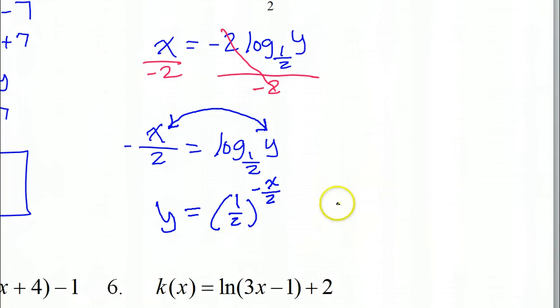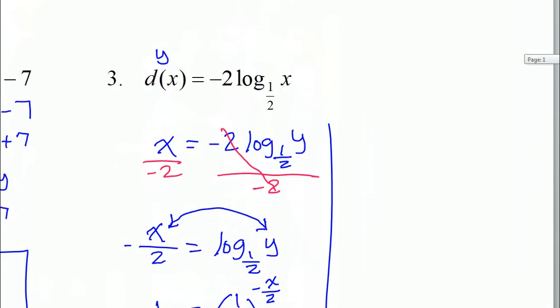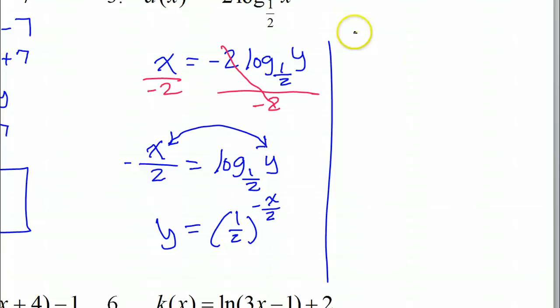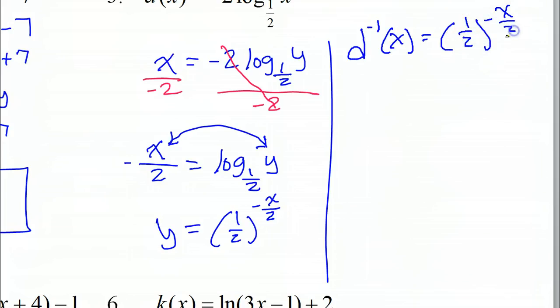And this would be the same thing. Well, first of all, getting the d back in there. So this will be d inverse equals 1/2 to the negative x over 2 power. But you really don't want to leave it with a negative exponent. Well, put it in a way that you will understand. You will not get full credit if you leave it with a negative exponent. Okay, maybe half credit so far.